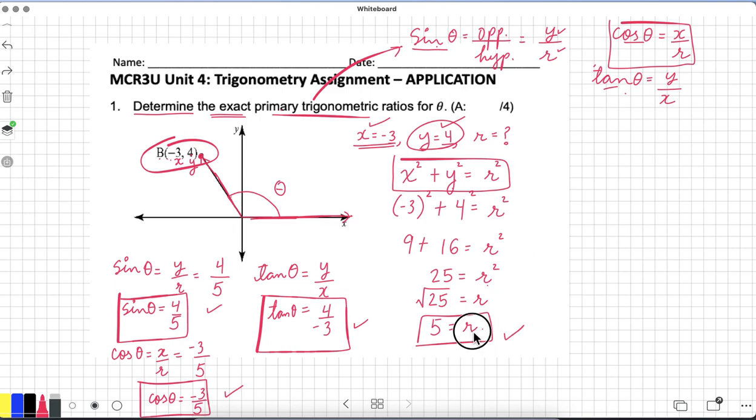So plug in the x and the y values and solve it to get the r. After finding r, we can easily find the sine because it's y over r. Plug in the y and r values. For cos, it's x over r, so plug in the x and r values and you get the cos. Tan is y over x, so plug in the y and x values. So that's the way to solve it. Go over this video, and if there is anything that you don't understand, let me know.